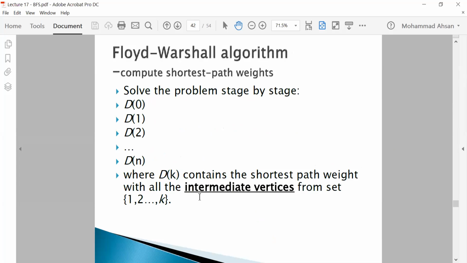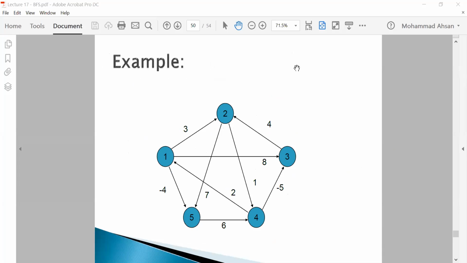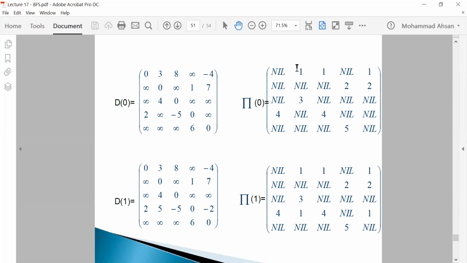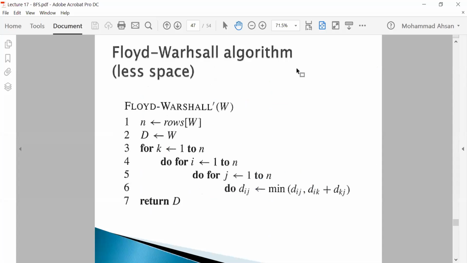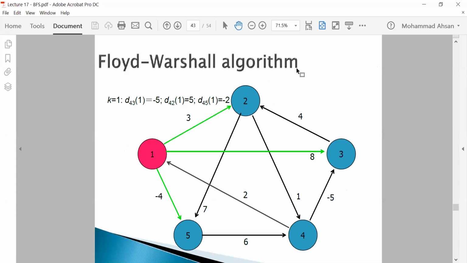We solve d0. This d0 is the original graph with distances between every pair with no intermediate vertex. When you add 1 as an intermediate vertex, it changes to d1. So dk contains the shortest path weight with all the intermediate vertices from the set 1 to k, and when it's n, it is from 1 to n.